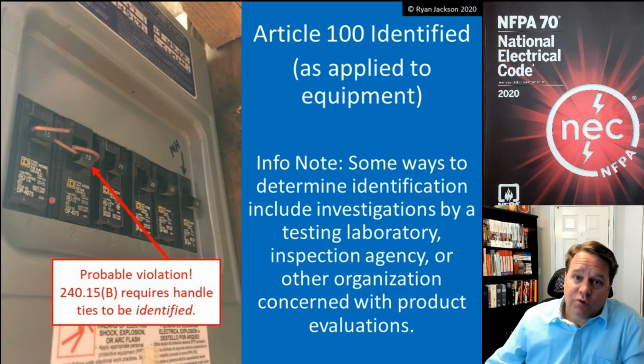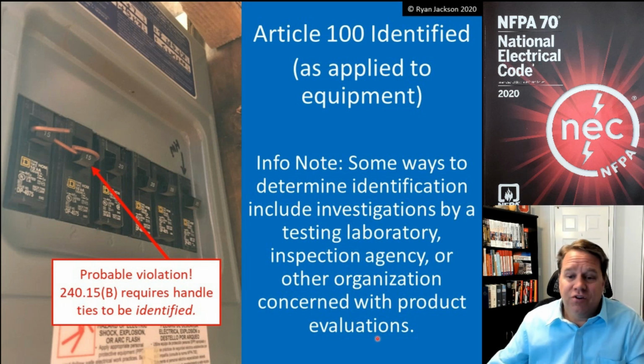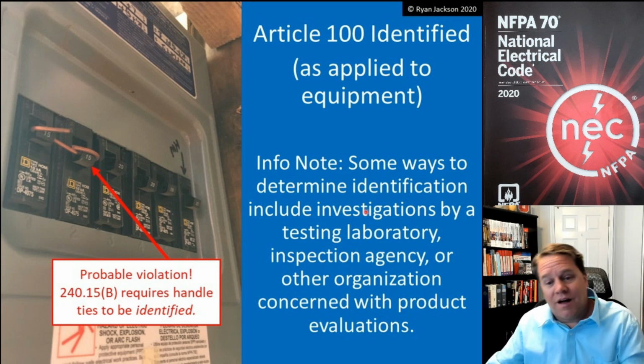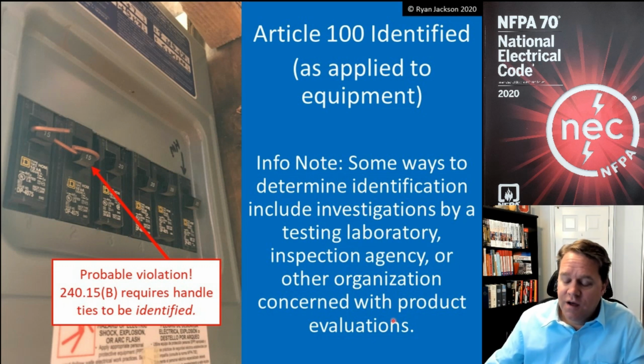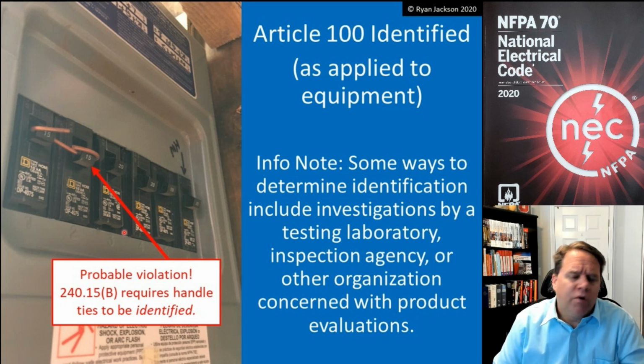Well, right now in the 2020 code, it doesn't really say who does the judging to recognize whether it's suitable. So right now, it could be the AHJ, could be a testing laboratory, could be an inspection agency. I think in the 2023 code, we're going to try to clear this up a little bit. But for right now, I think you'll be in good shape if you try to remember that identified is somewhere between approved and listed.